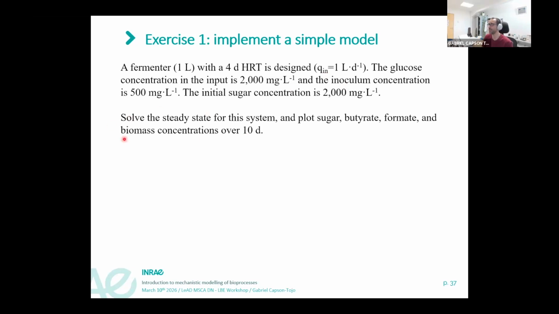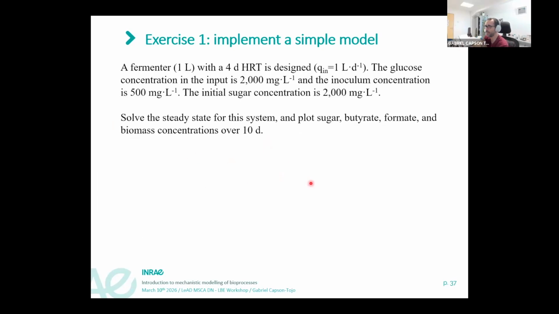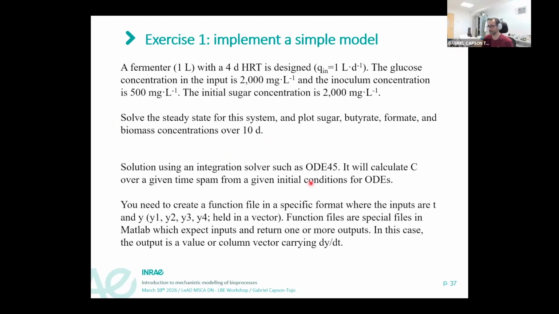And what we're going to do is solve the steady state for the system, and we're going to plot sugar, butyrate, formate, and all the different states that define our system, which if you go back here, we have 4 state variables. We're going to plot all these 4 state variables. And to do that, you need to create a function, etc. We will do it together, okay?